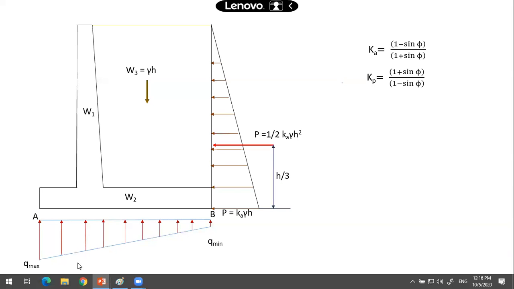So you need to check this upward soil pressure against SBC, and this minimum upward soil pressure should not be negative. That has to be ensured over there. That will be the other force which will be there.